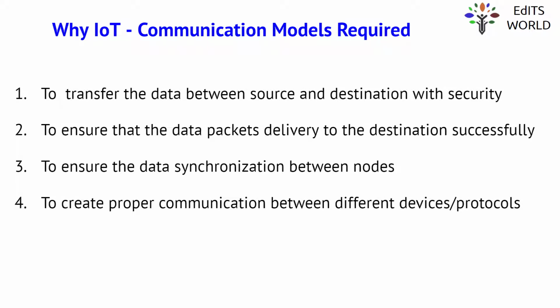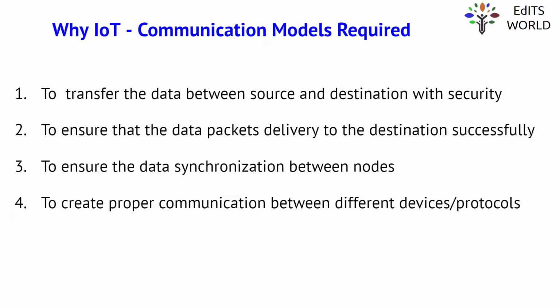Whenever data transmission needs security, we will require a communication model. Even whenever the data packets are delivered between the source and destination successfully, we require a communication model. As we all know, in IoT the nodes are connected to each other, but all these nodes are not synchronized with each other. The speed of a few nodes is fast compared to nodes whose speed is slow. So to provide synchronization between these nodes, we will require a communication model.